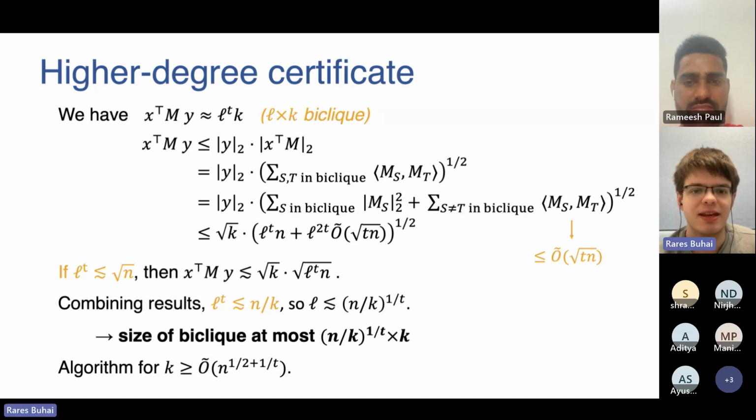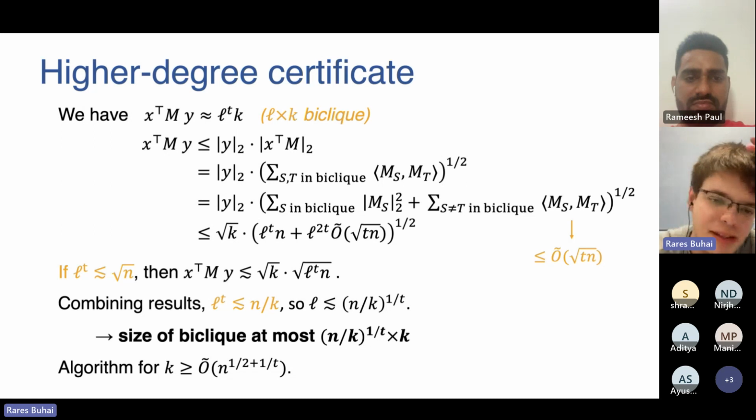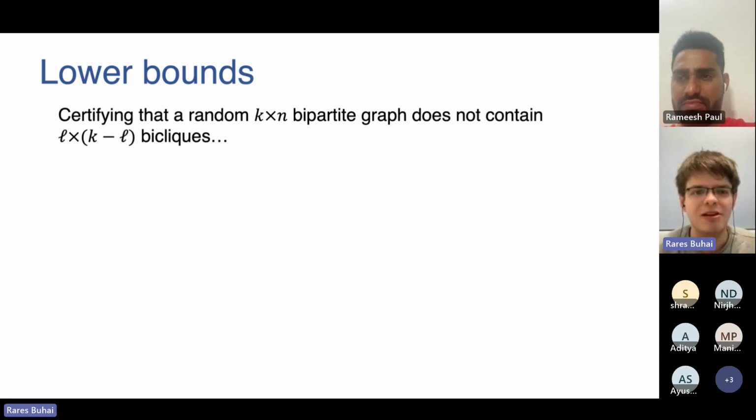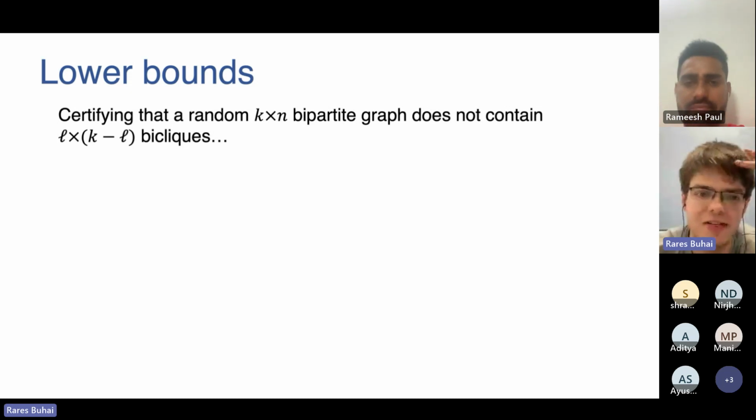If not, then I'm going to say a bit about the optimality of the certificate. So we have some lower bounds in this paper, but these are only lower bounds, not really lower bounds for the semi-random planted-clique problem. They're really lower bounds for the problem of certifying that a k by n bipartite graph does not contain L by k minus L bicliques.